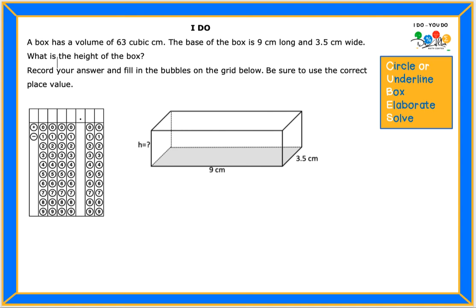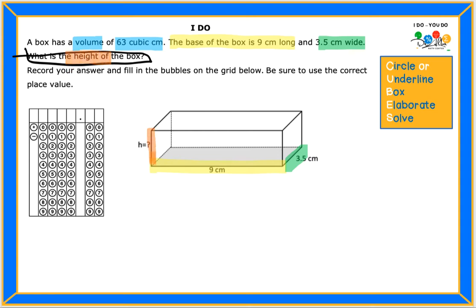A box has a volume of 63 centimeters. The base of the box is 9 centimeters long and 3.5 centimeters wide. What is the height of the box? I'm going to put this in orange. And this is the height right here.